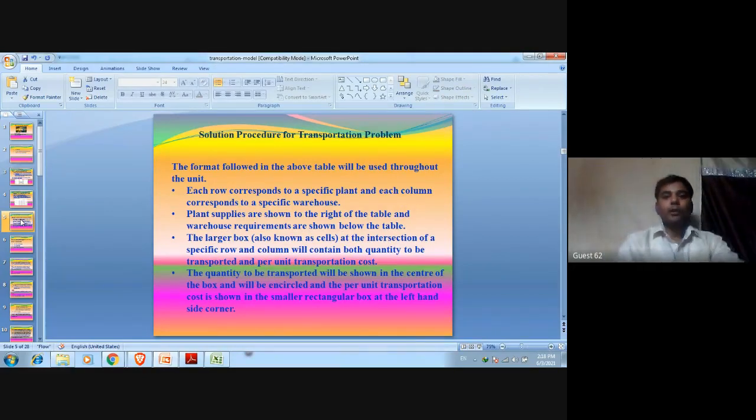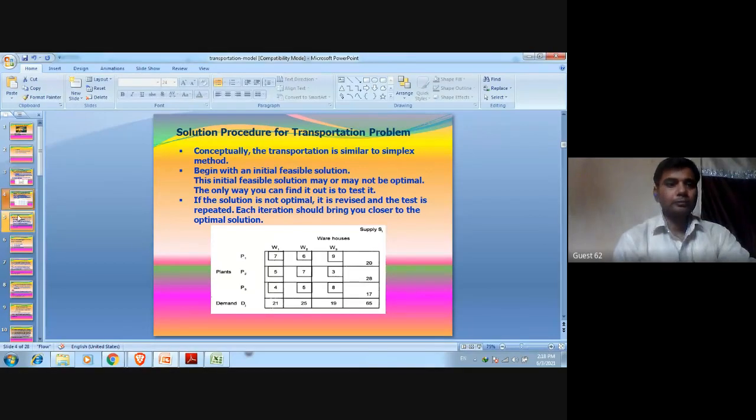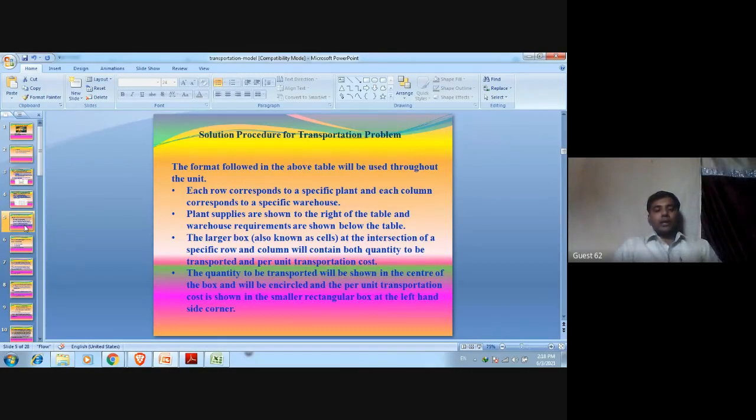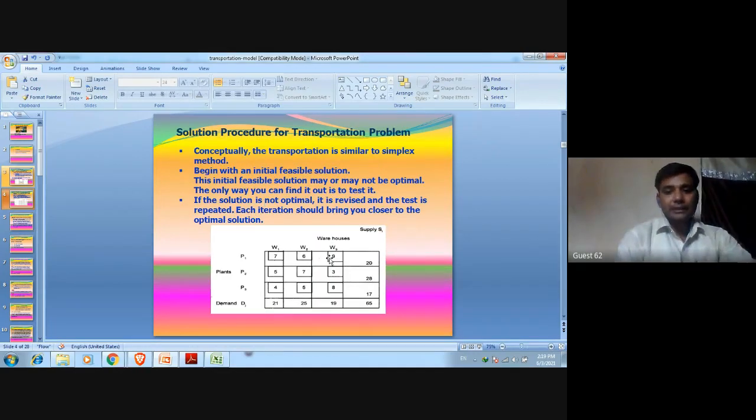Now, solution procedure for transportation problem. The format followed in the above table will be used throughout the unit. One thing more. These are the capacity. The bottom-most row, that is 21, 25, 19 and 65, this is the requirement. And the rightmost column, that is 20, 28 and 17, this is the supply.